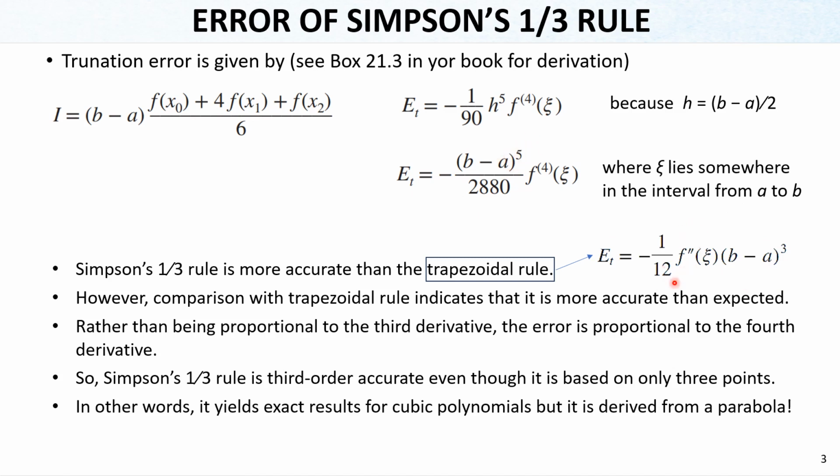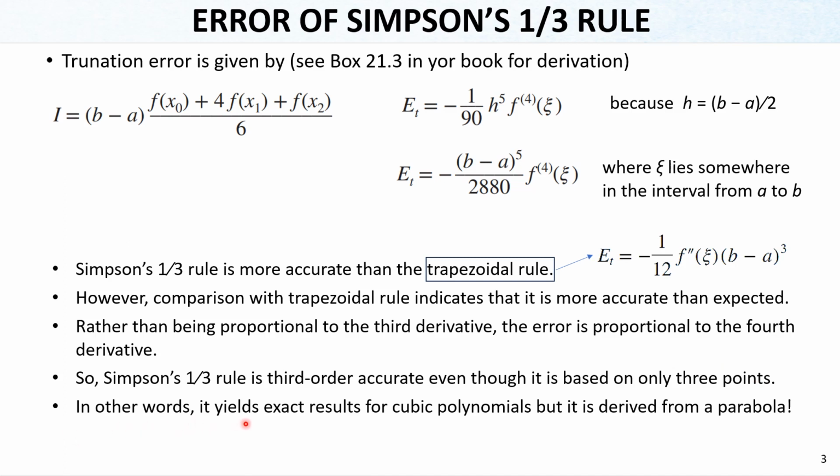Similarly, for the derivative, the trapezoidal rule has the second derivative. We expect this to have the third derivative, but no, it has the fourth derivative. So the comparison with the trapezoidal rule shows that Simpson's rule is more accurate than expected, because of one more higher order than expected. Rather than being proportional to the third derivative, the error is proportional to the fourth derivative, you can see. So Simpson's 1/3 rule is third order accurate, even though it is based on only 3 points.